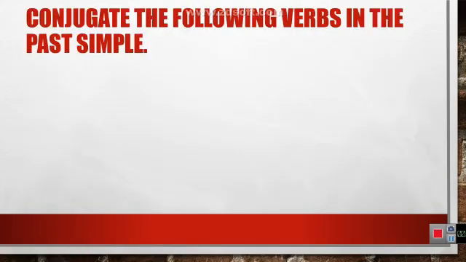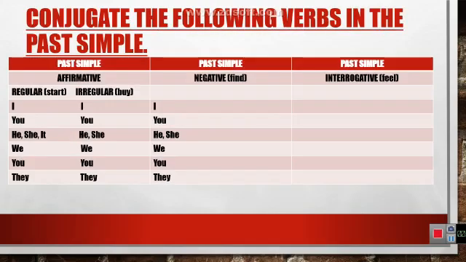Now, conjugate the following verbs in the past simple. In the affirmative form, you have start, regular verb, and buy, irregular verb. In the negative form, you have find. And in the interrogative form you have feel.